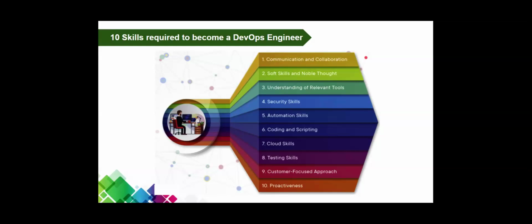Next one, soft skills and noble thought. You should have soft skills. You should be able to speak. Noble thought means voicing knowledge, or starting to think from the other point of view. Next one, understanding of relevant tools. Yes, I said I know Maven, but if I don't know how to use it, then there is no use. Correct now?